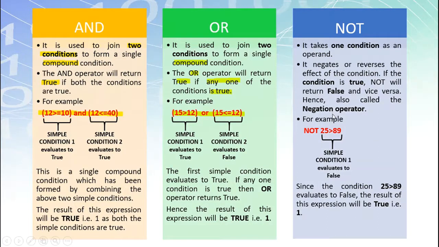Let's take the example, NOT 25 greater than 89. The operator NOT is written first, followed by the condition. Is 25 greater than 89? The result is false. And NOT of false, the result becomes true. So the result of this expression will be true, that is 1.